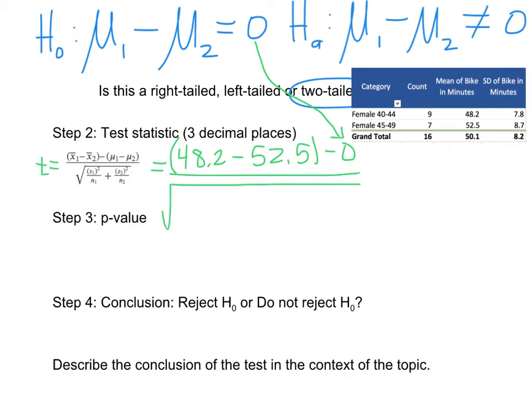the square root of the standard deviation, 7.8 squared over sample size, so that's 9, plus now for the second sample, standard deviation 8.7, square that over the sample size of 7. That results in a test statistic of negative 1.026.